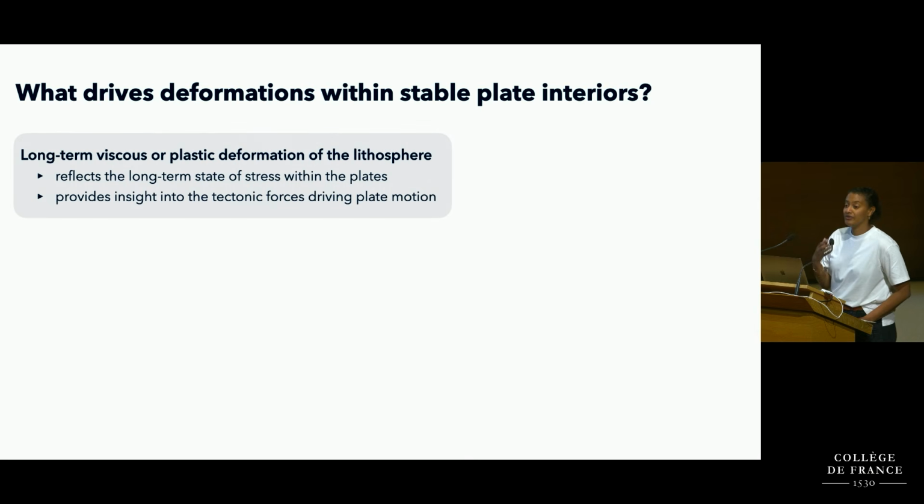But once we have this observation of intraplate deformation, the key question is really what drives this deformation. And there are two options here. The first one is long-term viscous or plastic deformation of the lithosphere. And if this is true, it's great because it reflects the long-term state of stress within the plates and can provide us with insights into the tectonic forces that drive plate motion.